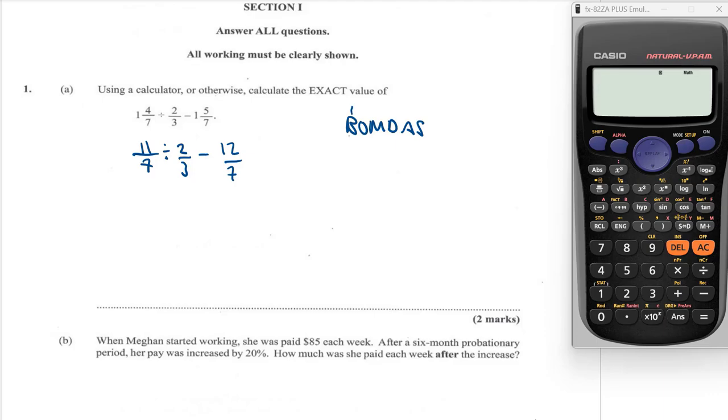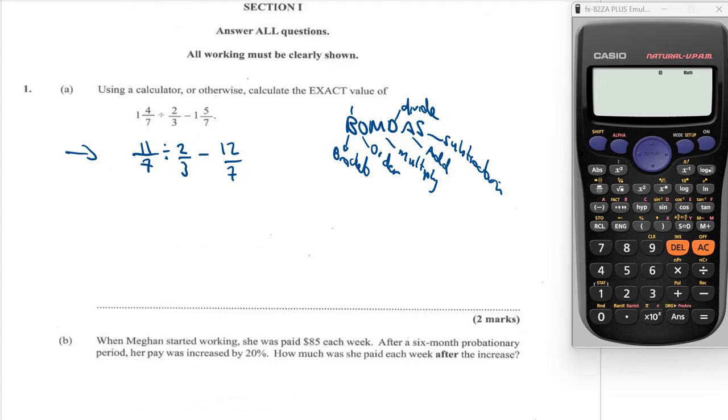So the B is bracket. The O is order, and when we're talking order here, we're talking exponential. The M is multiplication. The D is divide. And the A is addition. And S is subtraction. So that means in this expression here, we cannot subtract before we divide.